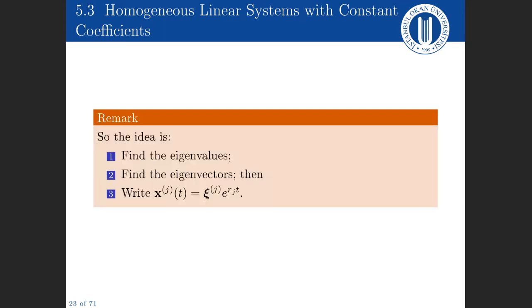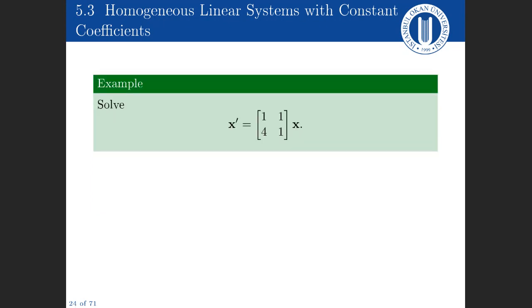So the idea is, to solve an equation, we're going to be finding the eigenvalues, we're going to be finding the eigenvectors, and then our solution is going to be eigenvector multiplied by e to the power eigenvalue t. Solve x prime is equal to the matrix with rows (1, 1) and (4, 1) times x. This is the one I gave you earlier. I already told you two solutions to this. Let's see if we can find how to do it.